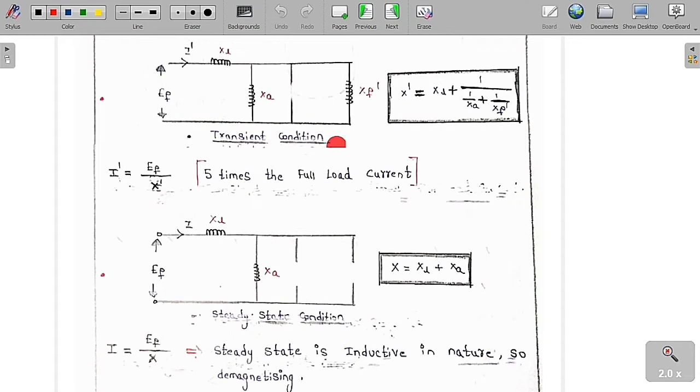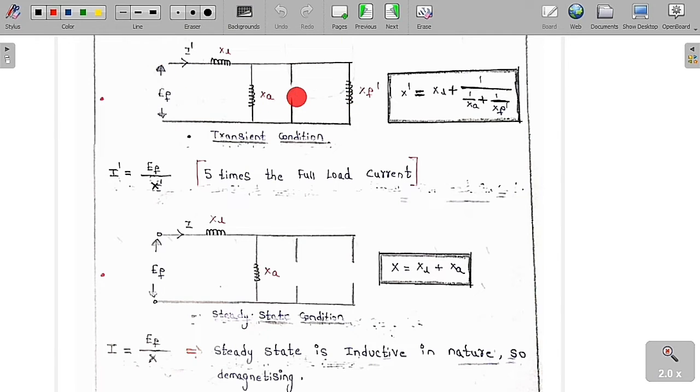We will see what the nature is at the transient condition. Transient condition means, as I have already told you, the time constant of the field winding is higher when compared to the time constant of the damper winding. Therefore the damper winding has a lesser time constant, so it is going to lose its effect. We are going to remove its effect from the overall circuit diagram, so now the overall circuit is going to become like this.